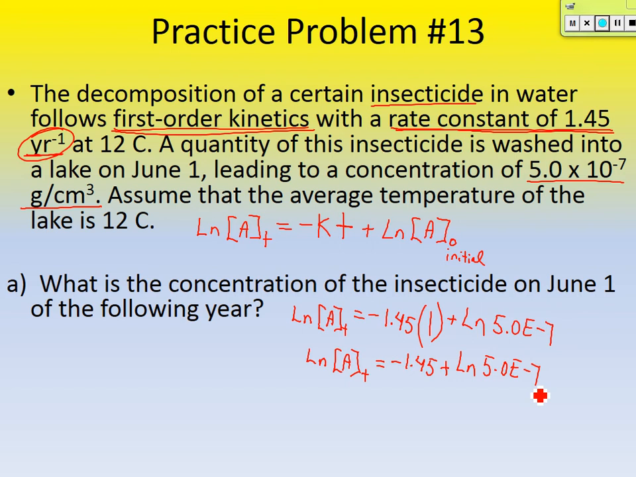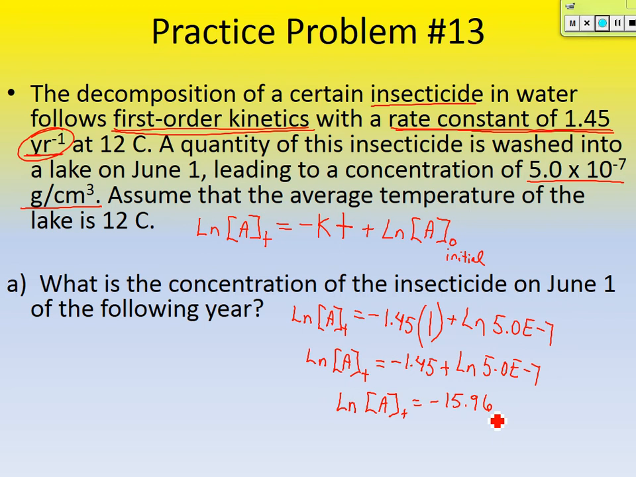Now let's grab a calculator and take minus 1.45 and add the natural log. Do you guys see where the LN button is on our calculators? It's the third one down on this column here, the far left column. So natural log, and it puts parentheses in for you. 5.0 times 10 to the minus 7th. And so I get this. The natural log of A at some time is equal to minus 15.96. Is that what you guys got?